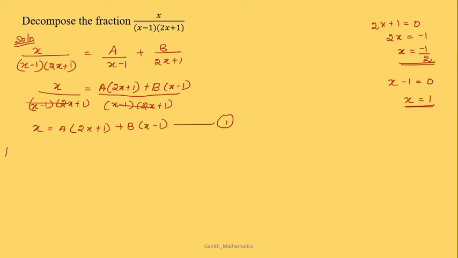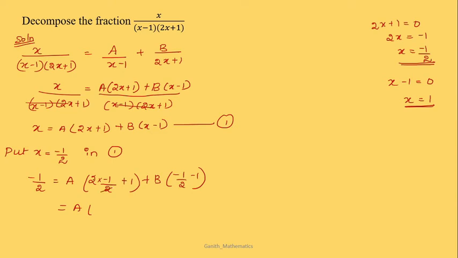So in this, put x is equal to minus 1 by 2 in equation 1. So what will be your LHS? Your x will be minus 1 by 2. So minus 1 by 2 is equal to a into 2 into minus 1 by 2 plus 1, plus b into minus 1 by 2 minus 1. So in a, the 2 will get cancelled. This will be minus 1, this will be plus 1. Minus 1 plus 1 will be 0.